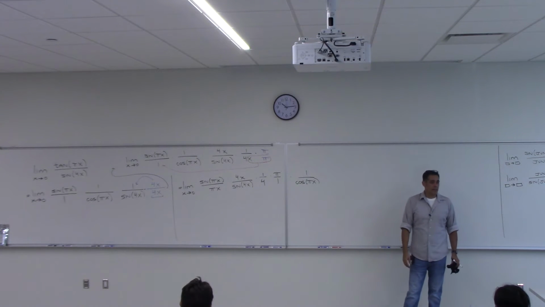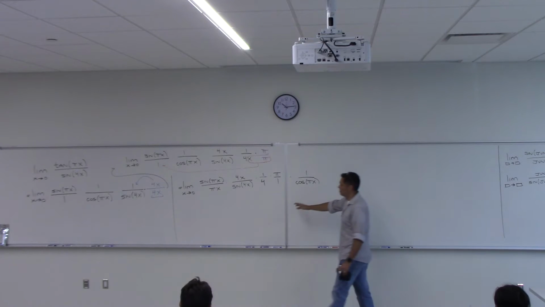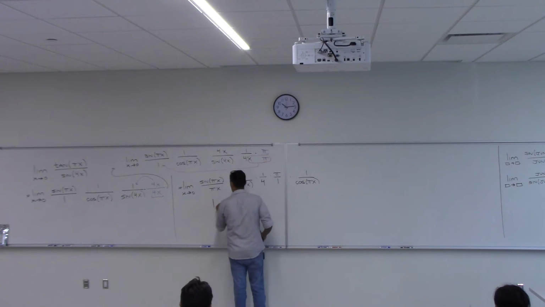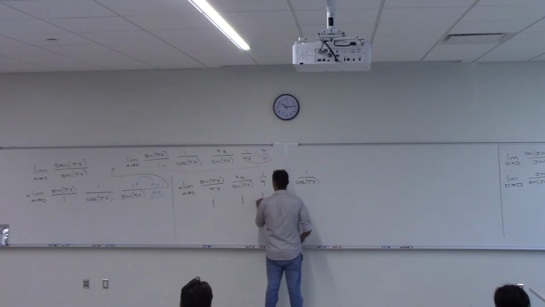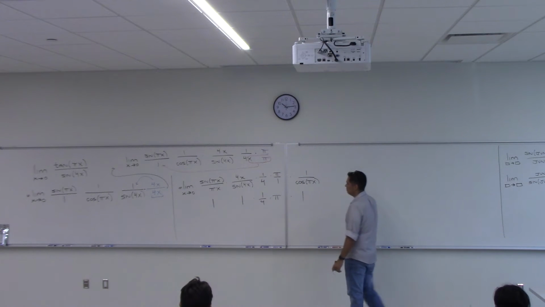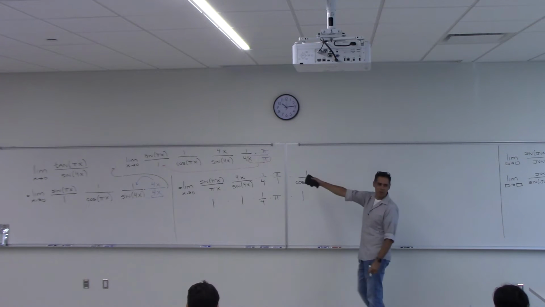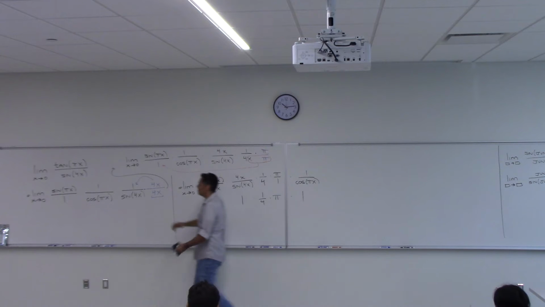All right, I think this covers everything. This solves all our issues, doesn't it? This is going to go to 1. So we get 1 times 1 times 1/4 pi, right? Pi over 4, which is what we would have got if we had just seen pi over 4 again.